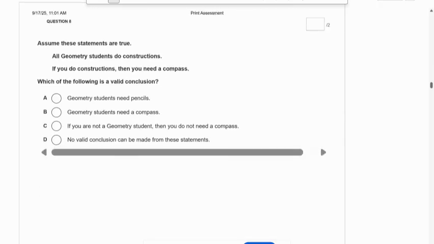Okay, number 8. Assume these statements are true. All geometry students do constructions. If you do constructions, then you will need a compass. Which of the following is a valid conclusion? Okay, so we learned in class that all works like if. So this sentence here can be rewritten as if you are a geometry student, then you do constructions.